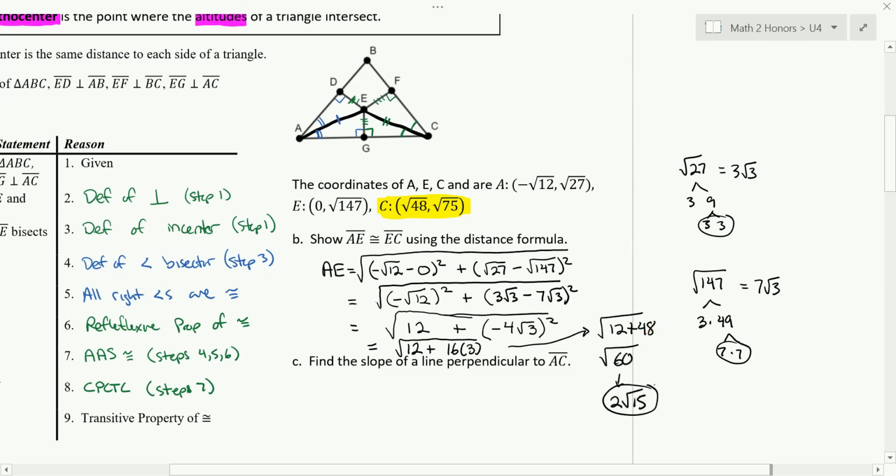And then now you're going to have to show that EC is the same as that. Okay, I'll let you pick up from there.